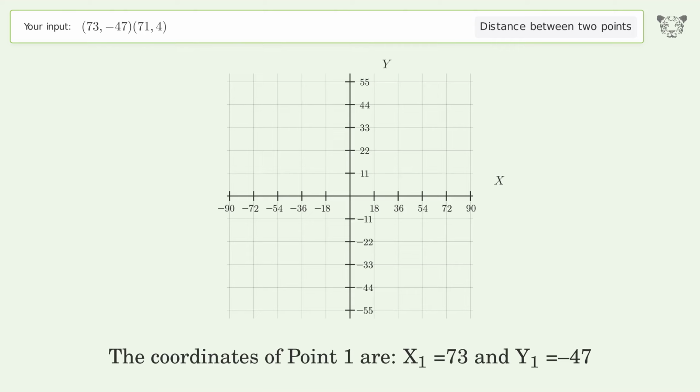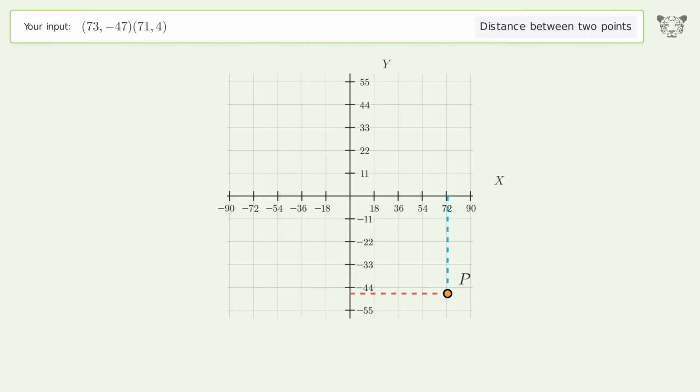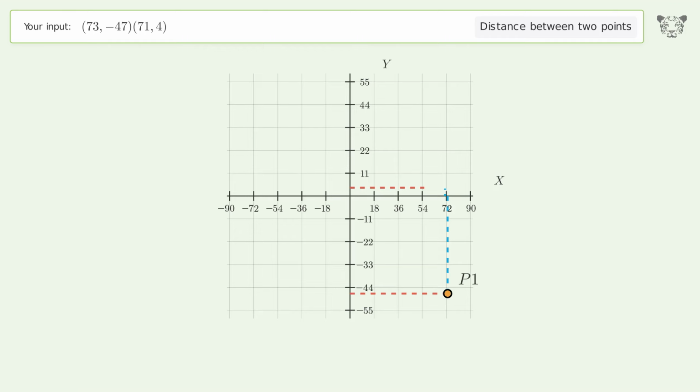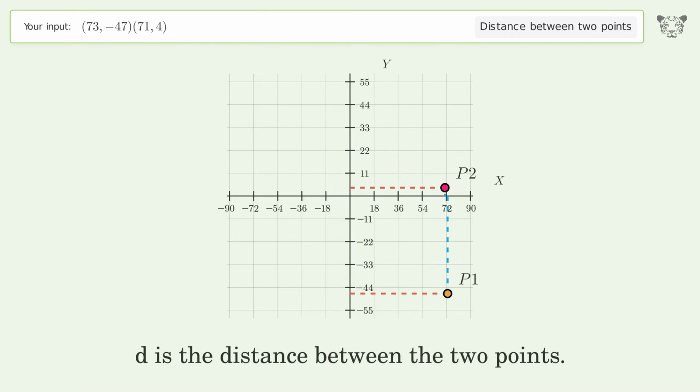The coordinates of point 1 are x1 equals 73 and y1 equals -47. The coordinates of point 2 are x2 equals 71 and y2 equals 4. D is the distance between the 2 points.